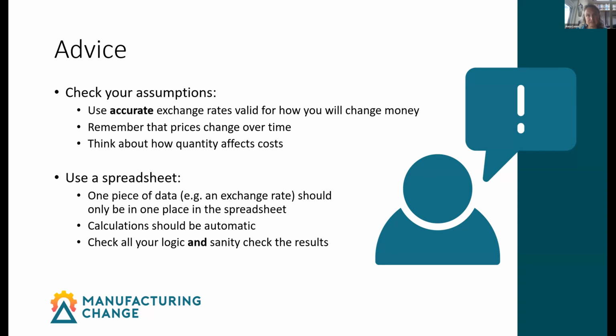Remember, as I've said, that prices can change over time. Don't assume that you know the price of an item because you bought it last year for a different job. It could have changed in the meantime. You also need to think about how quantity affects costs. If you buy more of something, you can often get a quantity discount. But if you bought a lot of something last year for an order, you might not be able to get the same price again, even if the prices haven't changed, just because you're buying a smaller quantity this time. So it's always important to think about that as well.